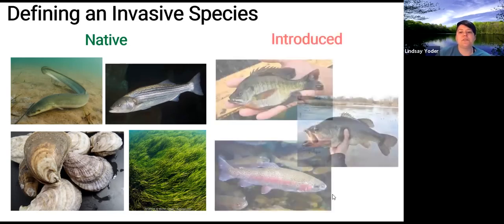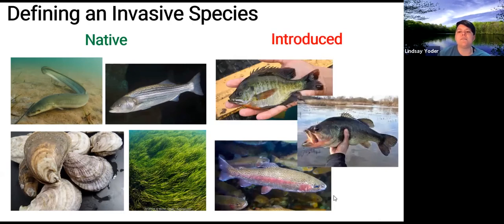Alternatively, we also have introduced species. These are species that are not native to a region and arrived specifically through human assistance, either intentionally or by accident. Compared to native, these would be things that came after colonization. We have a lot of introduced species that aren't necessarily invasive, which is why the terms aren't synonymous. Things like bluegill, largemouth bass, and rainbow trout are all introduced species in our region because they're not actually native to the Hudson Valley, but that doesn't necessarily mean that they're invasive.